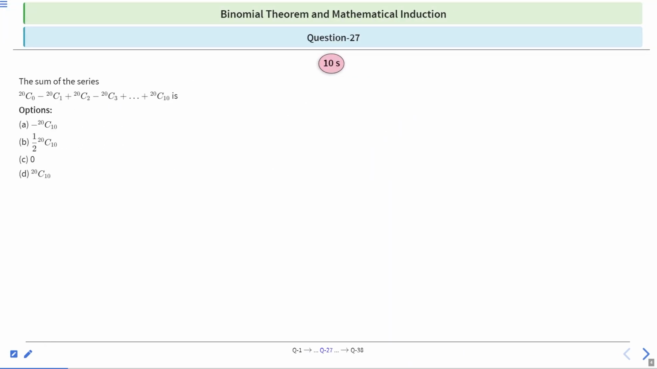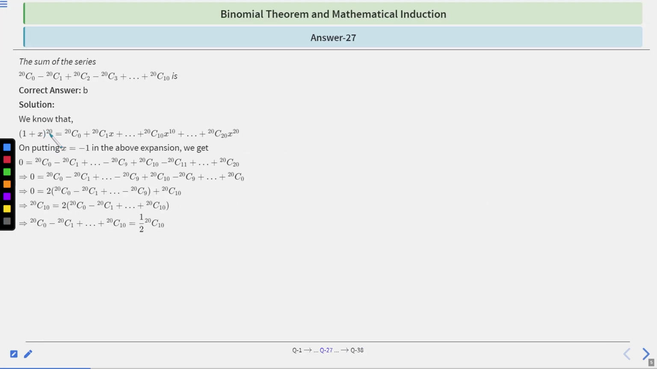Okay, let's start with question number 27. It says we have to find the sum of the series 20C0 minus 20C1 plus 20C2 minus 20C3 till 20C10. So you have 10 seconds to solve this question. After 10 seconds, we will discuss the solution. Okay, let's move to the solution part.